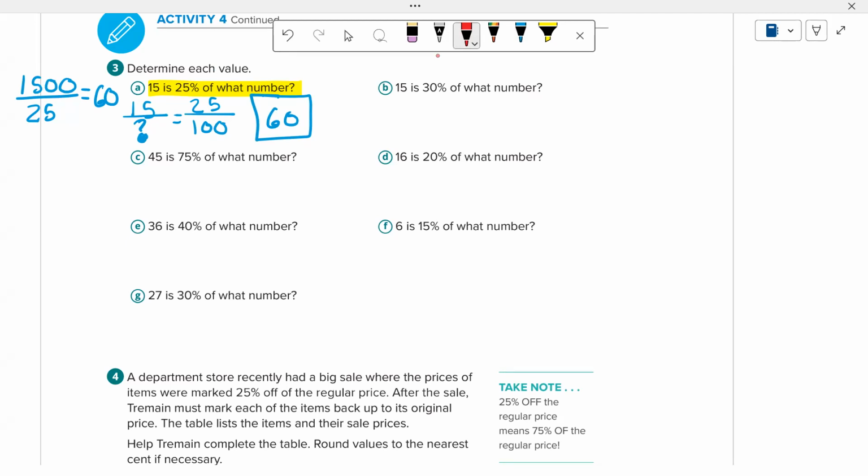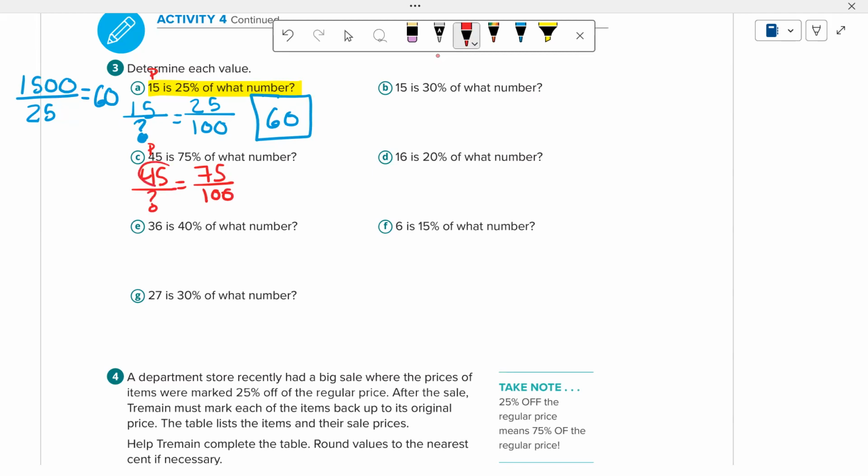45 is 75% of what number? So we know "is" means it's going to be 75%. Percent is always over 100. Notice this was the part. It wasn't the whole. They gave us the parts because we're going to start mixing them later. We do the same math.